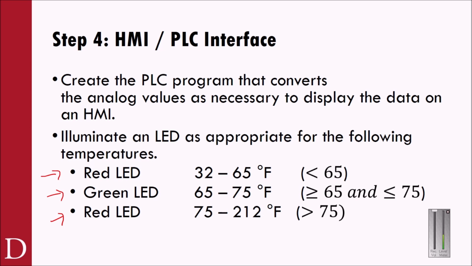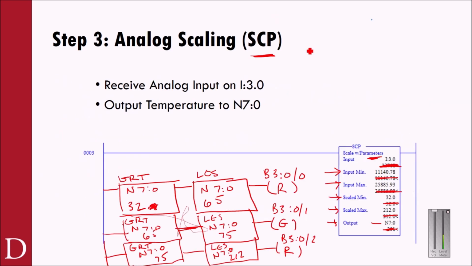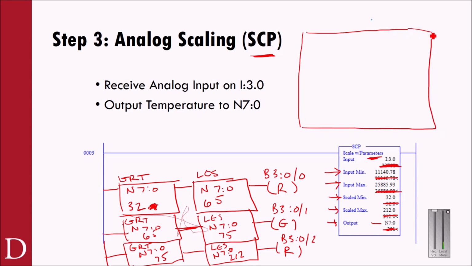So then what I would do is I would create an HMI screen like this. And on that HMI screen, I might want the actual temperature, where I would have a numeric display like this, a numeric indicator, and I would tag that numeric indicator to N70 so I could look at the actual temperature.